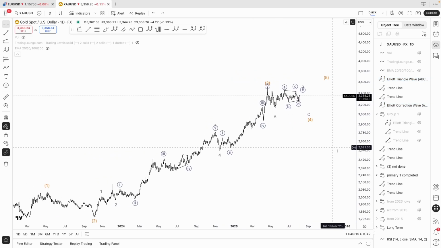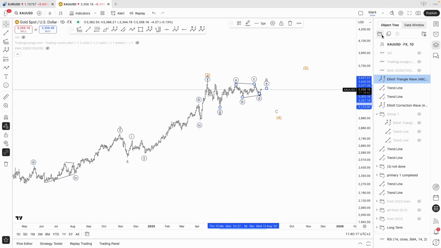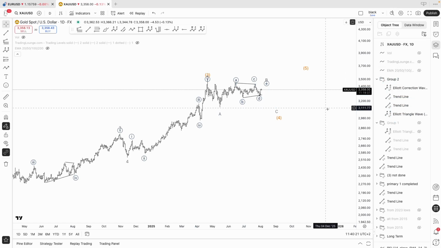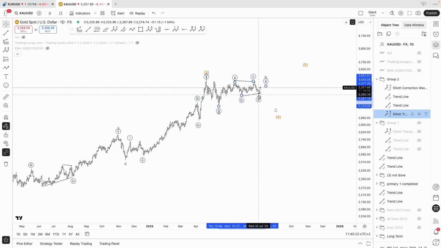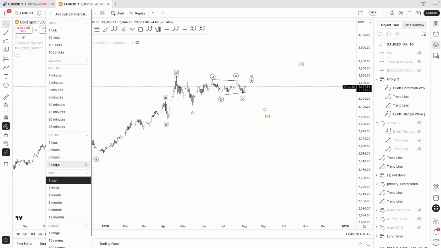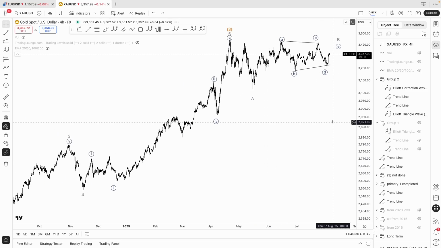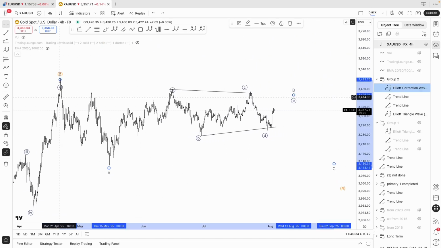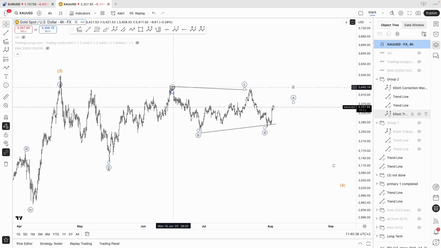Now, how do we know which one is it? It's a great question. As usual, you guys know my answer. My straight answer is, if I knew, I wouldn't be here. But let's try to give some suggestions. Now, what can we see? 3 down, 3 up.